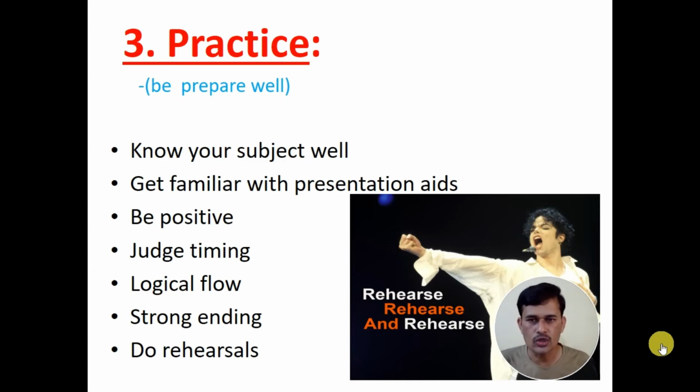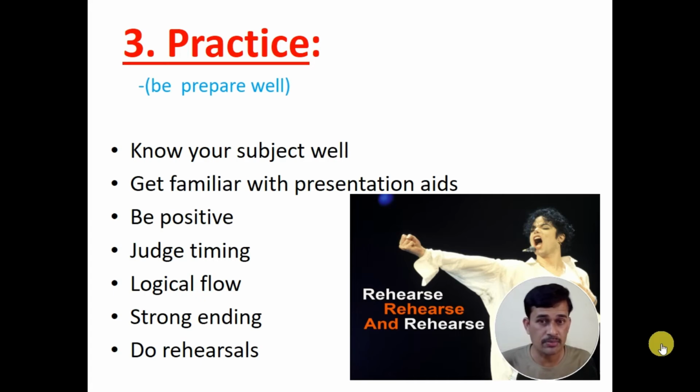Here, first thing, know your subject well. What is your topic? What is the content? And you need to know everything about your content. So if you are good at your content, automatically you can deliver a good presentation to the audience. If you're confident in your content, automatically you will give clarity to the audience. So because of that, know your subject well.